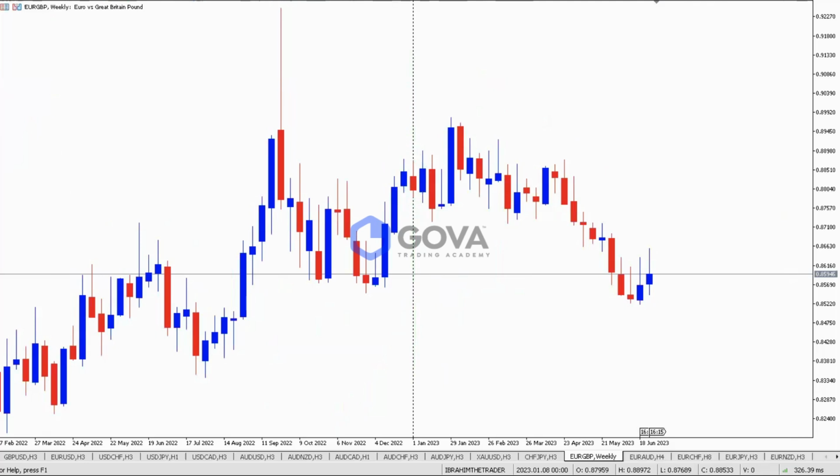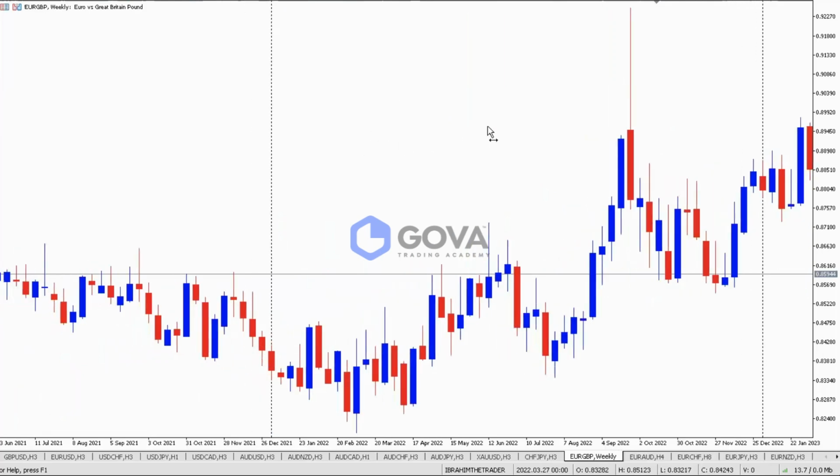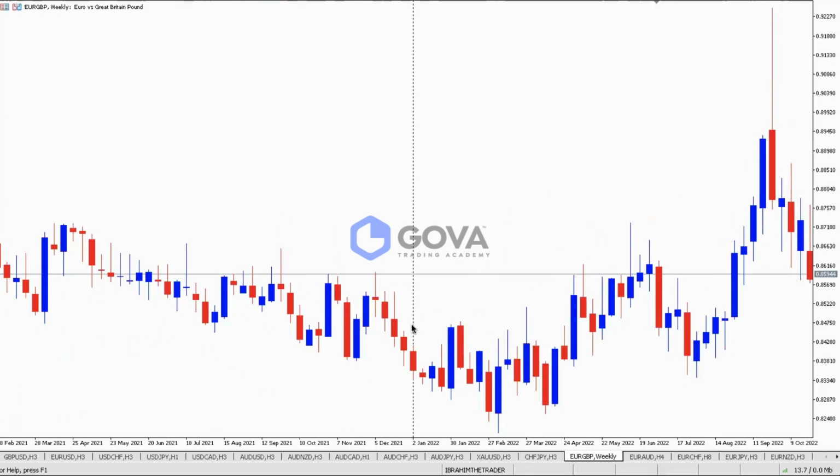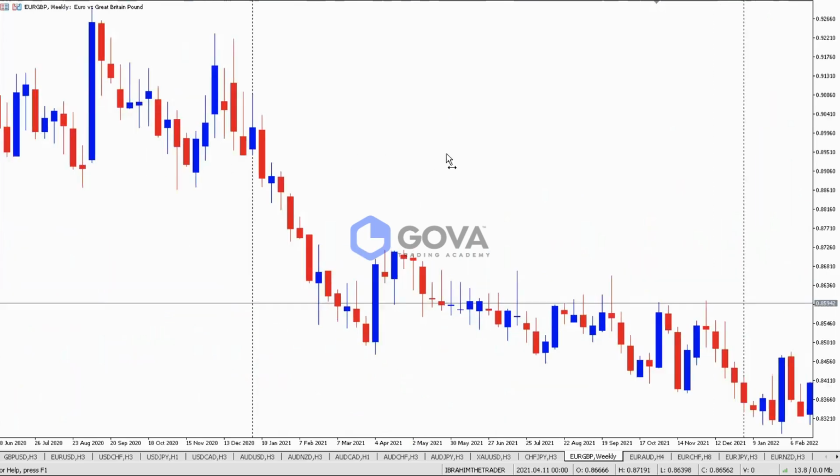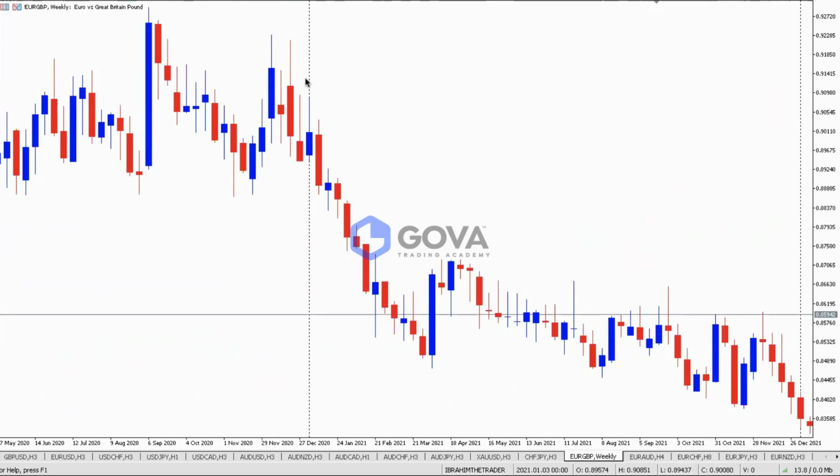That's an example. Let me show you another example. On this other example, you can see that we have this bearish candlestick here sitting exactly on this period separator, right? Let me show you another example. You can see that we have this bullish candlestick here sitting on the period separator, okay?